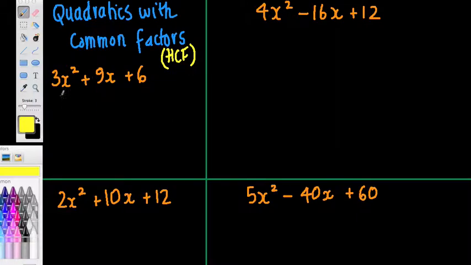Now, one thing that you should be able to see whenever you get one like this is this number at the front is going to go into those two terms. We check it first. We've got a number 3. Does 3 go into 9? Yes. Does it go into 6? Yes. So it means we have a common factor in all of these terms. It means we can take that common factor out of the bracket. This is what we're left with.